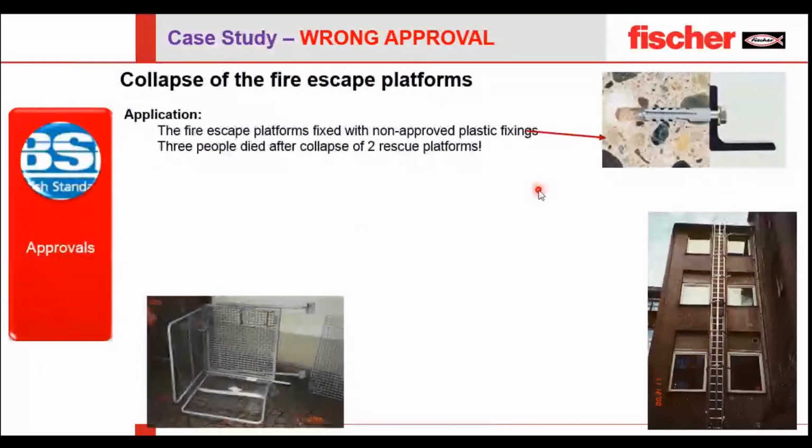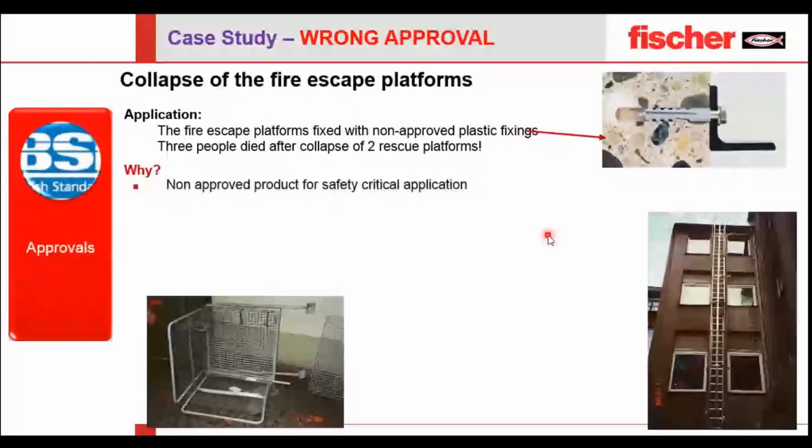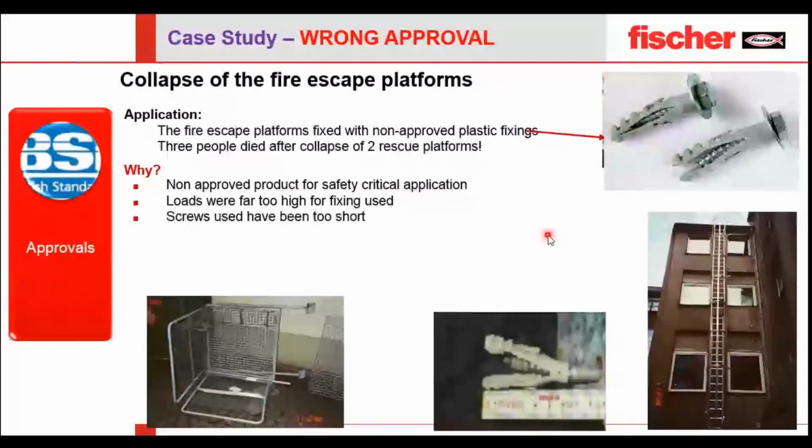The last section is approval. Why do we say that approvals are very important? Again, we have an application where a fire escape platform was fixed with a non-approved angle, which means it doesn't have any approval. What happens when you use a non-approved product for a safety critical application? Loads were too high for the fixing used, and the screws used were too short.